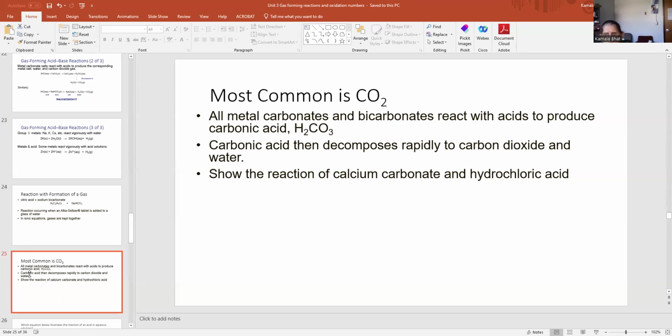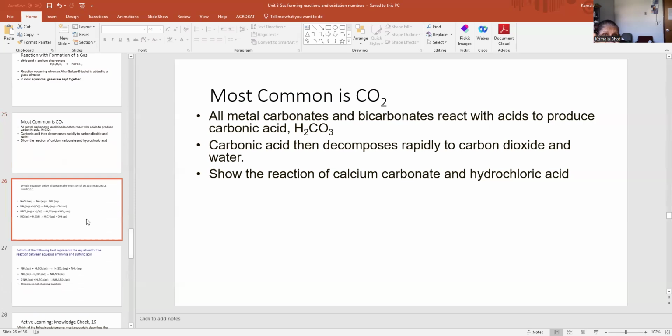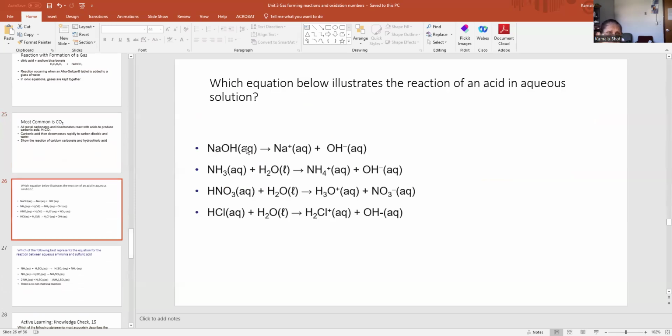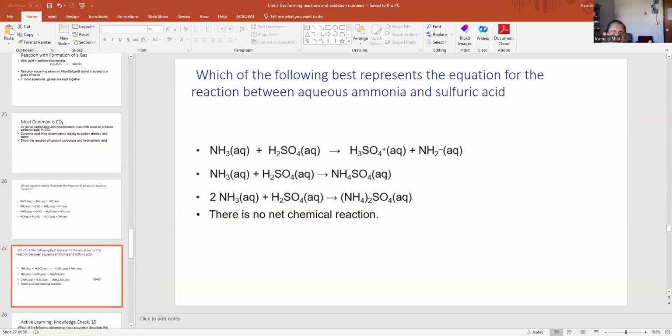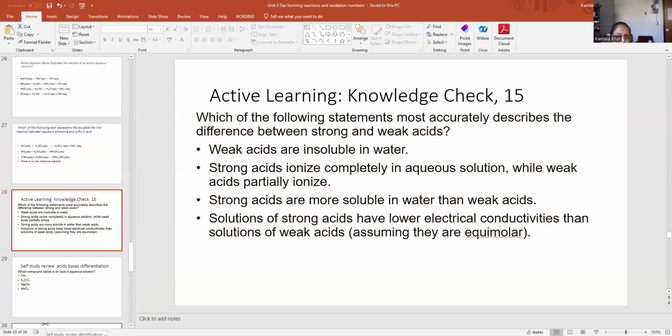Show the reaction of calcium carbonate with hydrochloric acid. And these are some of the reactions that are given so that you can practice with them. And this is just a statement, study it. And this is a self-study. Beyond this are all self-study questions.